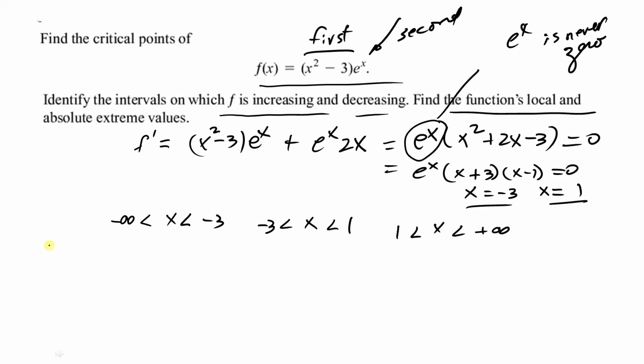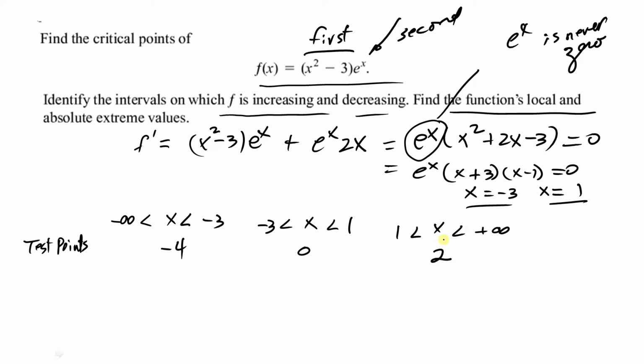And now let's pick test points. For minus infinity to minus 3, the easiest one to do is probably minus 4. For minus 3 to 1, the easiest is 0. And for x between 1 and infinity, I would pick 2.